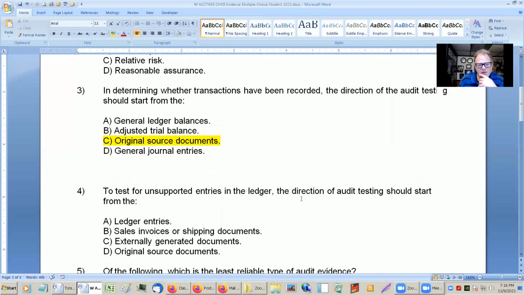Just for unsupported entries in the ledger, the direction should start from the ledger entries. So with unsupported ledger entries, you say, okay, I don't know if this sale is really true. So then I want to see the shipping documents on it. You'll go through and see if there actually were shipping documents on it. Excuse me.